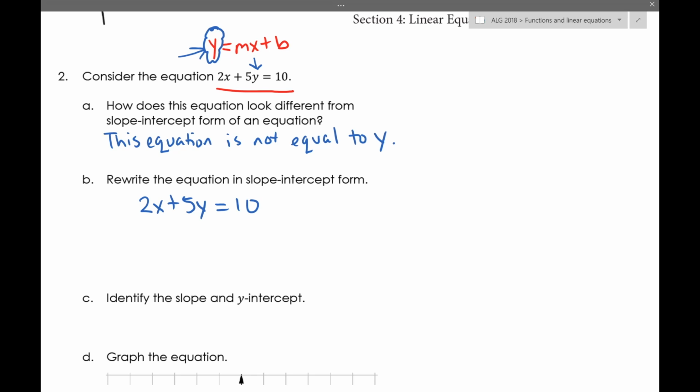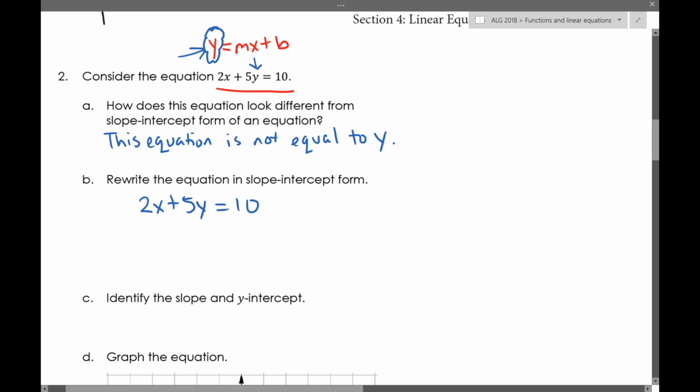So the first thing I need to do is get rid of this 2x. So how do I move this 2x over? First off, what kind of 2x is this? It's a positive, so the inverse is a negative. So I'm going to subtract 2x, subtract 2x. Okay. I can draw a line through these 2x's and drop down the 5y.